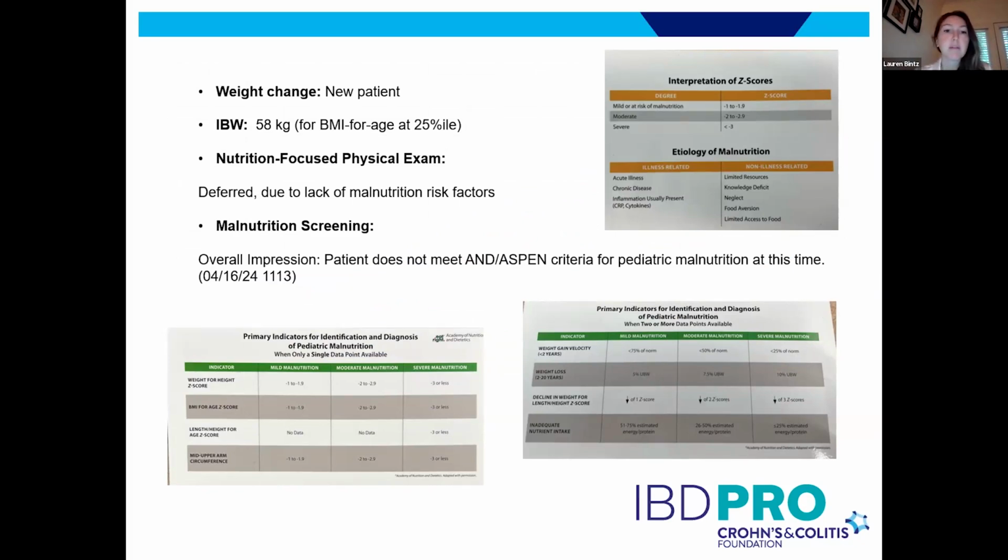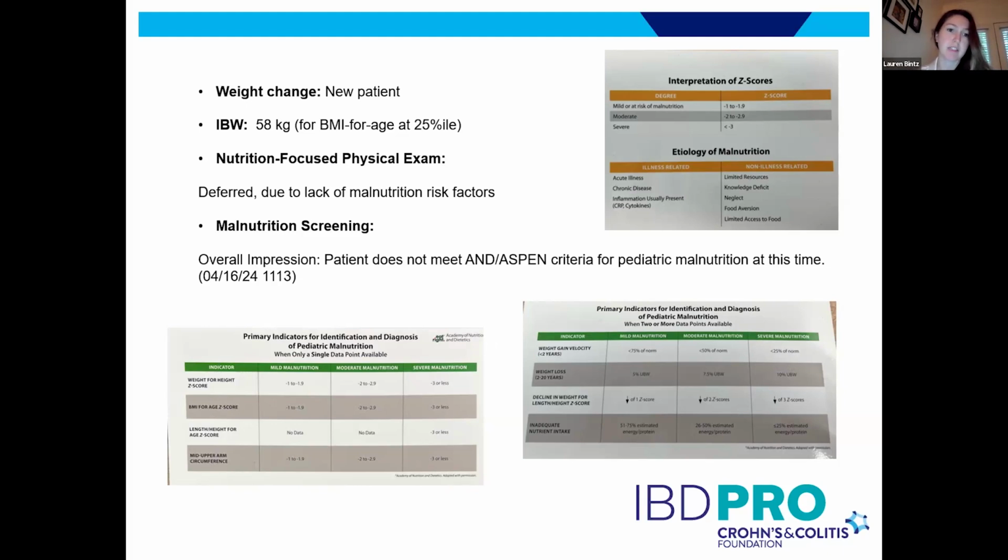And so in the bottom left photo, the primary indicators that we're looking at when there's only a single data point available, which is what we had for this patient, is BMI for age Z-score. If it is from -1 to -1.9, that'll classify a patient as mildly malnourished, and then so on, -2 to -2.9, moderately, -3 or less is severe. We can also look at their height for age, and mid-upper arm circumference.